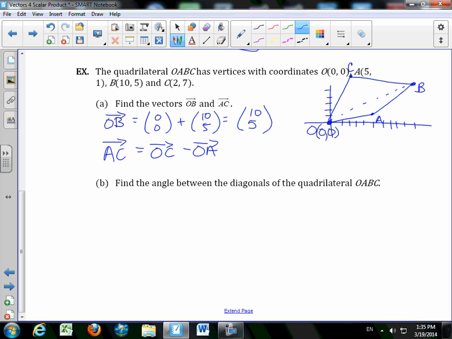Okay, so we've got vector OC, which is 2, 7, minus OA, which is 5, 1. And if we subtract them, we get negative 3, 6. And I'm sure you've probably noticed this with IB questions. Very often what you do in A is going to come up in B. So having calculated OB and AC is going to help us over here.